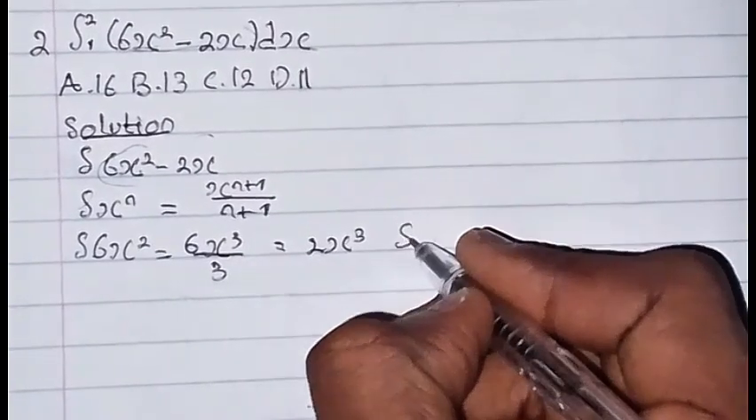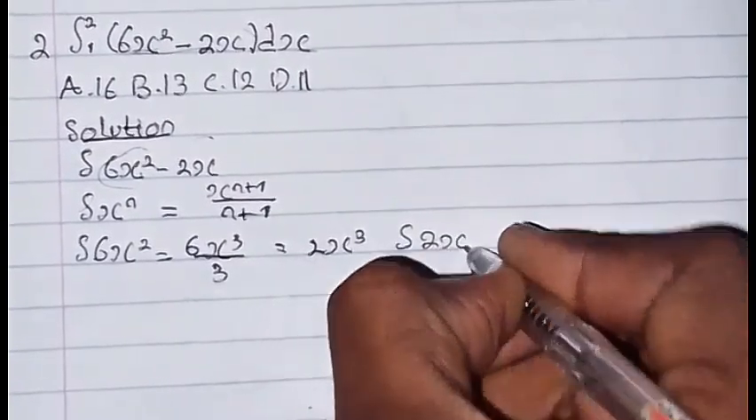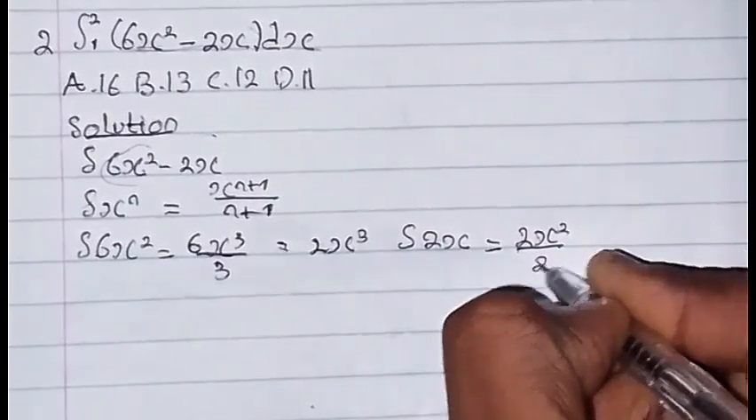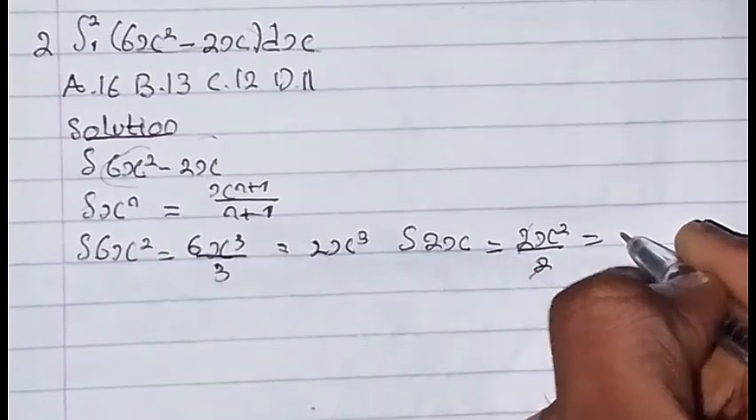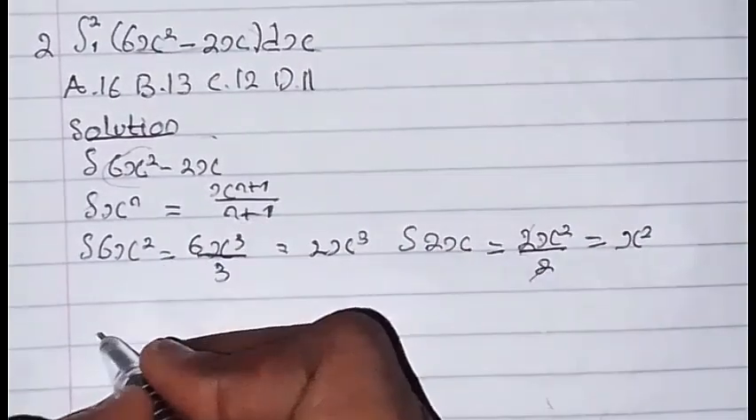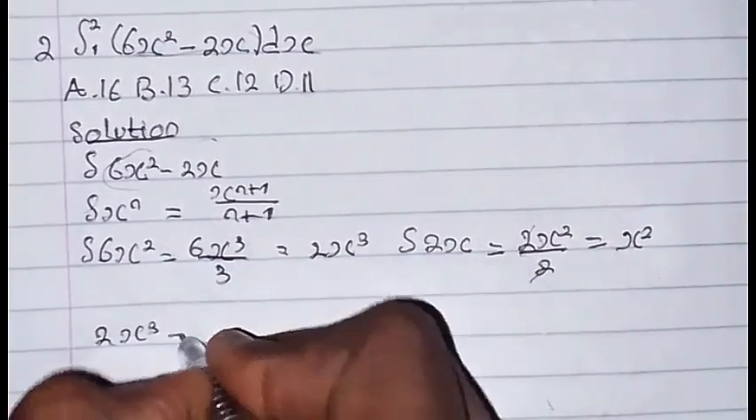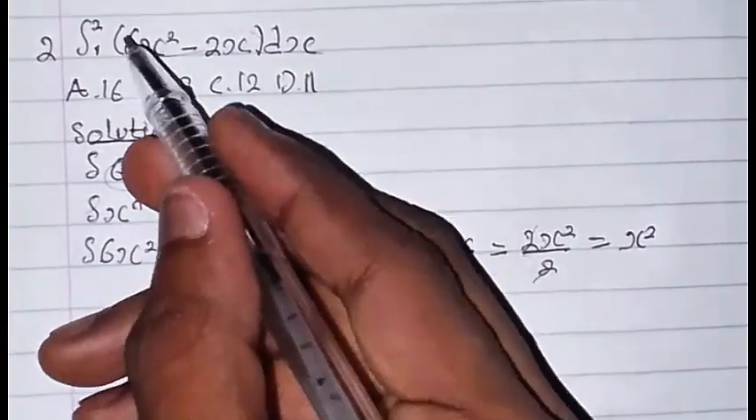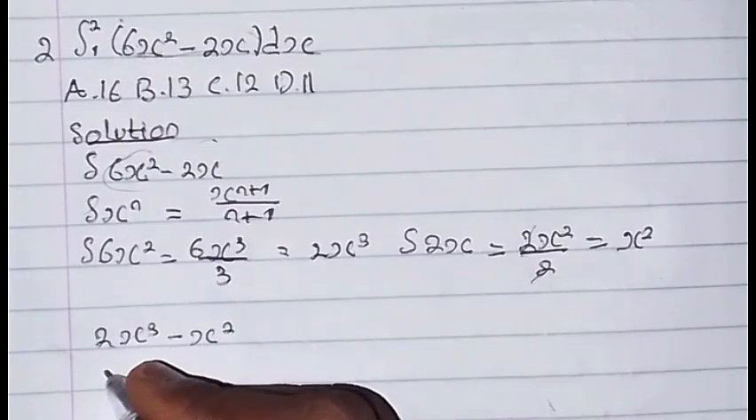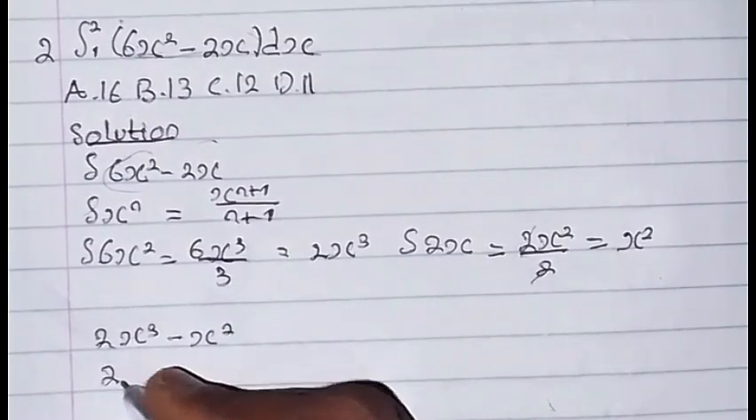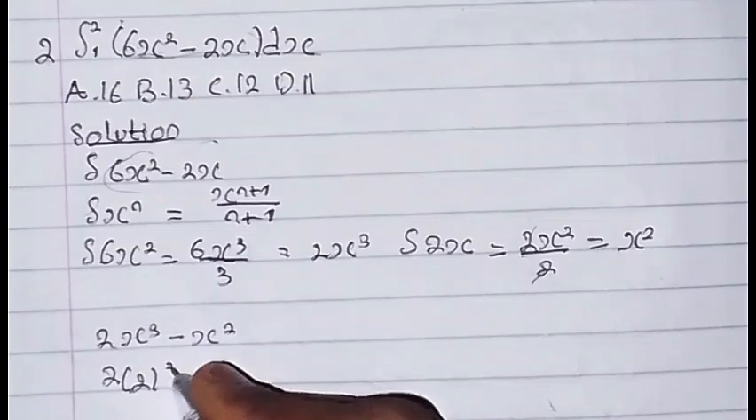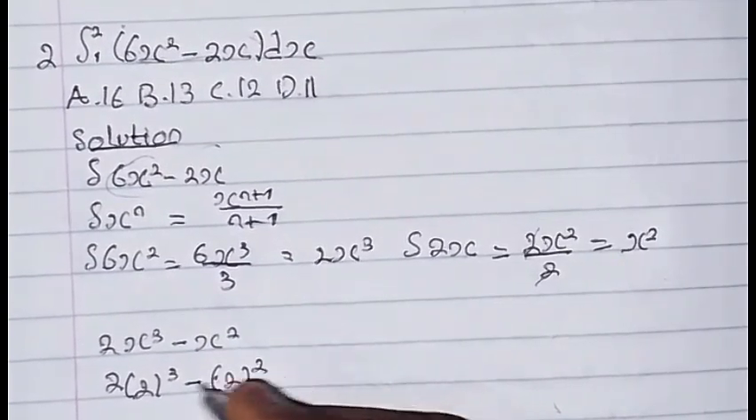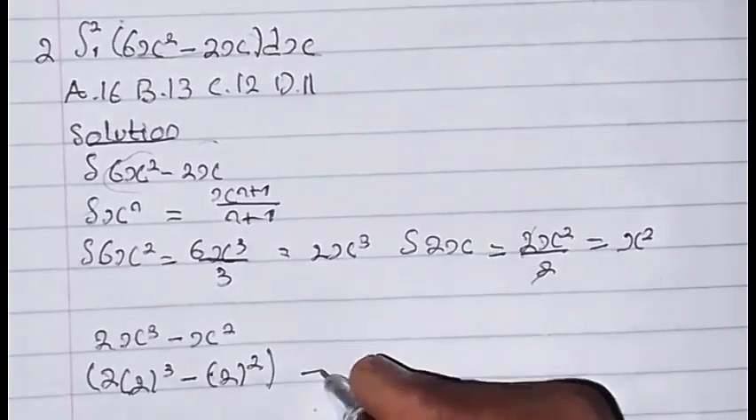Then as for 2x, the antiderivative of 2x is equal to 2x squared over 2. 2 divided by 2 becomes 1, so this is x squared. Combining them, we have 2x cubed minus x squared. Now we'll replace x with the upper limit and the lower limit. The upper limit is 2, so we have 2 times 2 cubed minus, in the bracket, 2 all squared. Let's put this in a bracket, minus. Now replace the value of x.